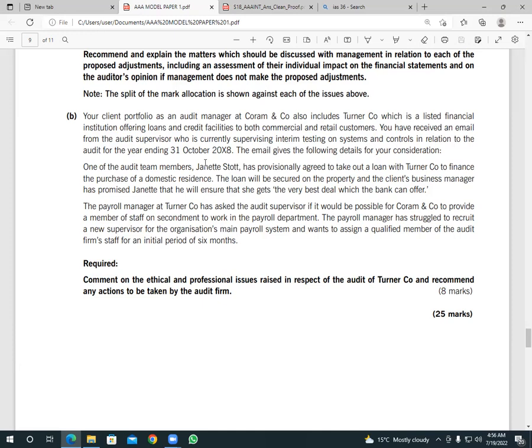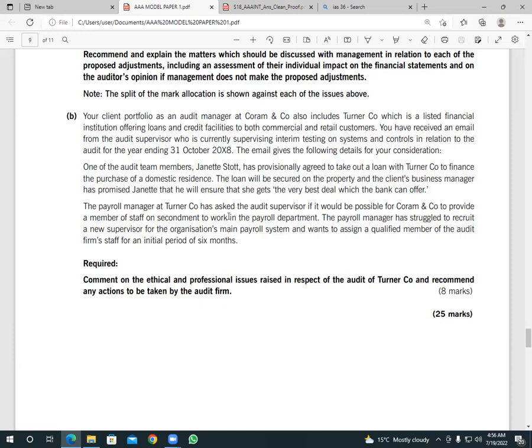One of the audit team members, Janet Stott, has provisionally agreed to take out a loan with Turner. The company we are auditing will be giving one of our audit staff a loan to finance the purchase of a domestic residence. The loan will be secured on the property, and the client's business manager has promised Janet that he will ensure that she gets the very best deal which the bank can offer.